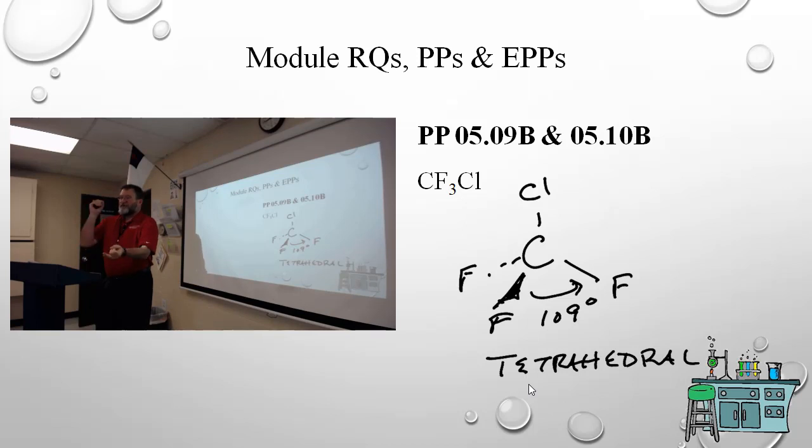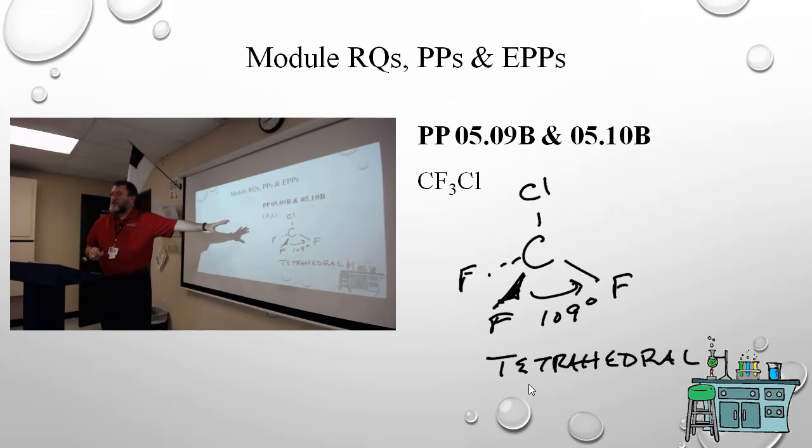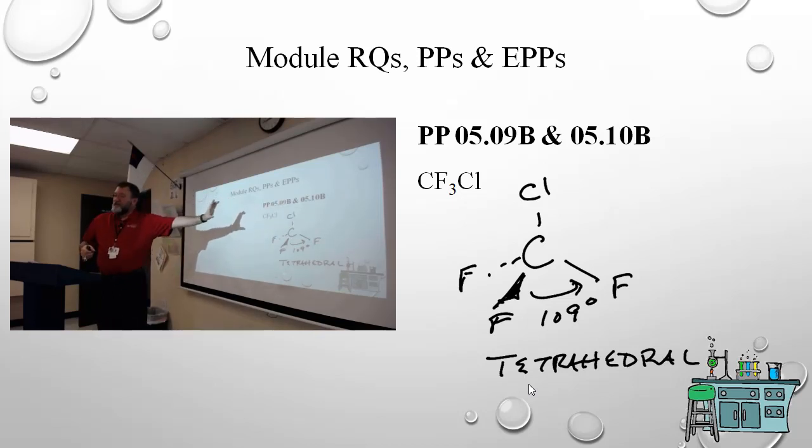Trigonal pyramidals and bents are always going to be asymmetrical. But this one could be symmetrical, but it's not. Even though the bond angles are all symmetric, the polarity of the bonds are not the same. So this has a different polarity in the bond than the others do, which makes this a polar molecule.